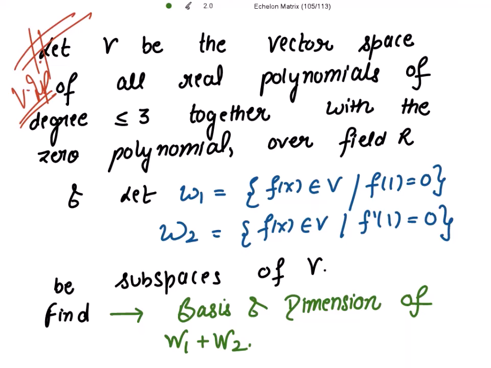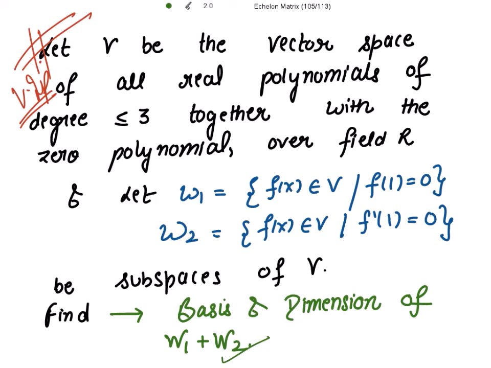Let V be the vector space of all real polynomials of degree less than or equal to 3, together with the zero polynomial, over the field R. Let W1 be all those f(x) belonging to V such that f(1) = 0, and W2 be all those f(x) belonging to V such that f'(1) = 0. These are subspaces of V. We need to find the basis and dimension of the sum of the subspaces.